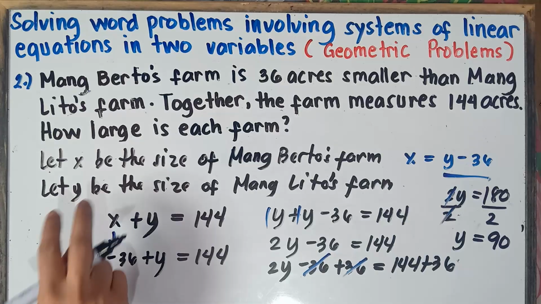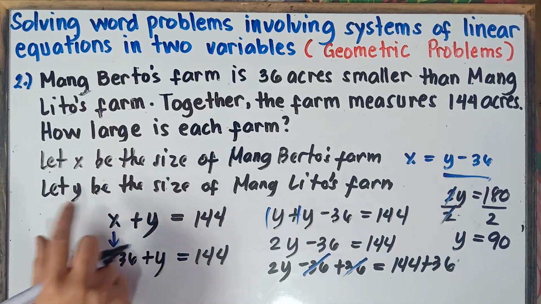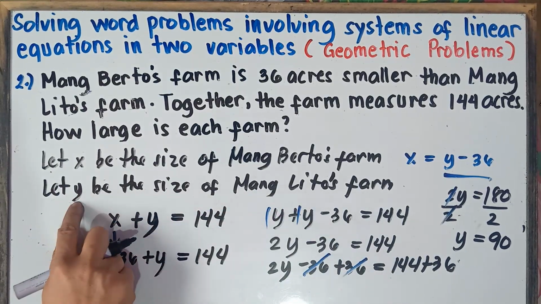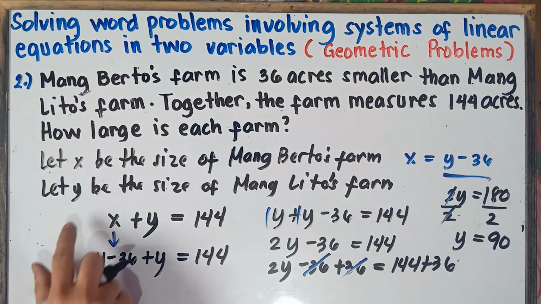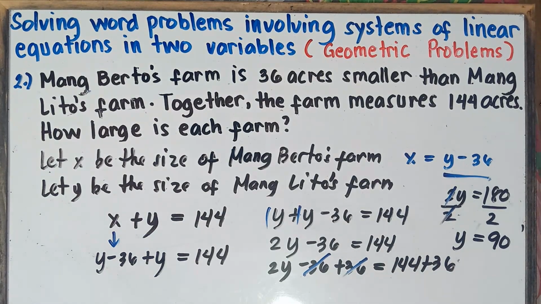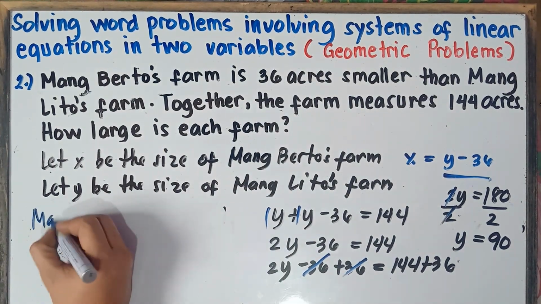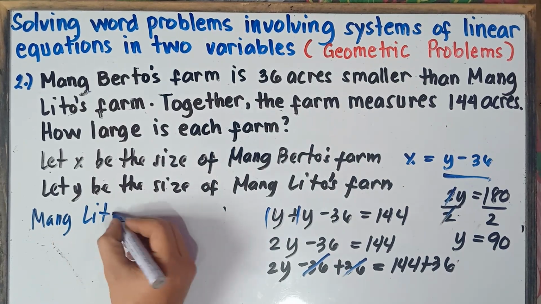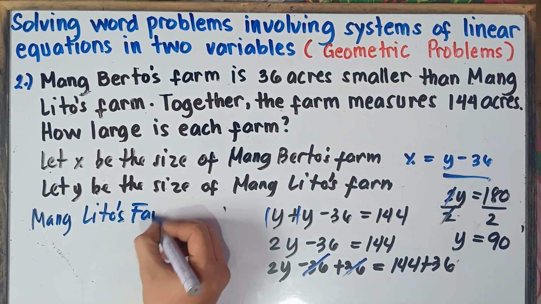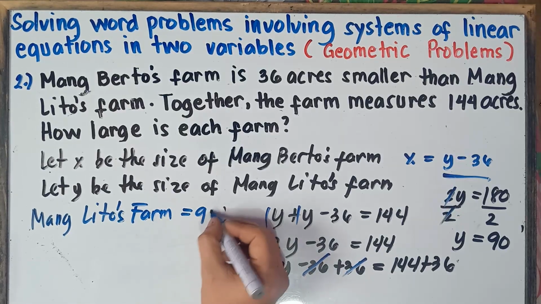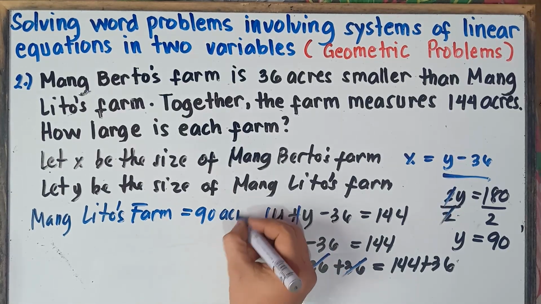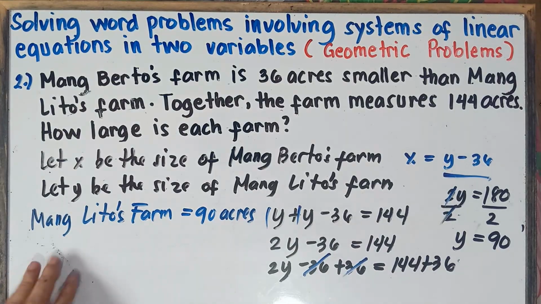Once again, class, the size of Mangelitus form, that would be y. So therefore, the value of y is 90. So Mangelitus form is equal to 90 acres. And we're all set for Mangelitus form.